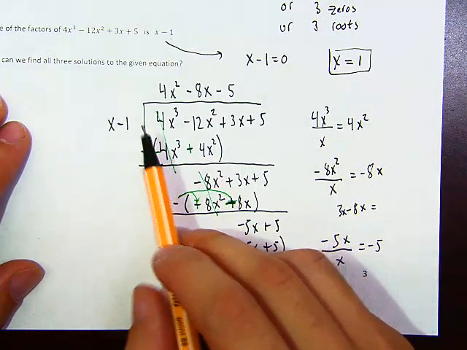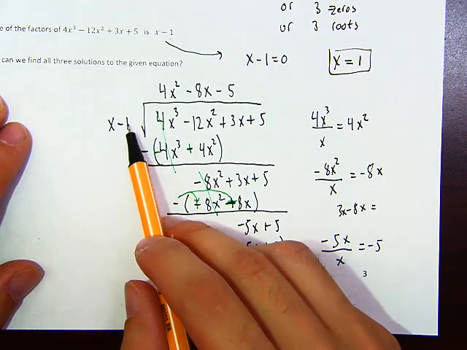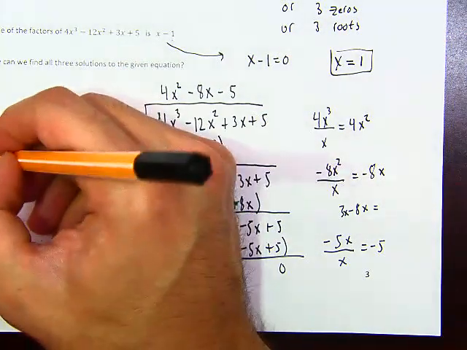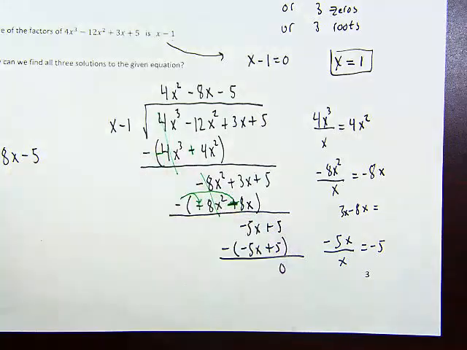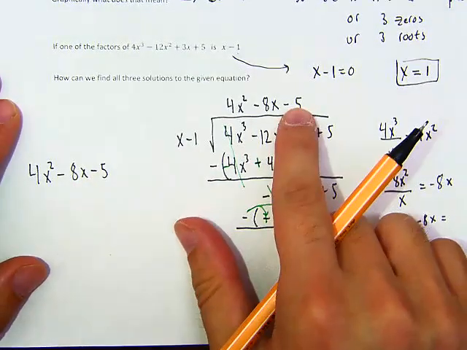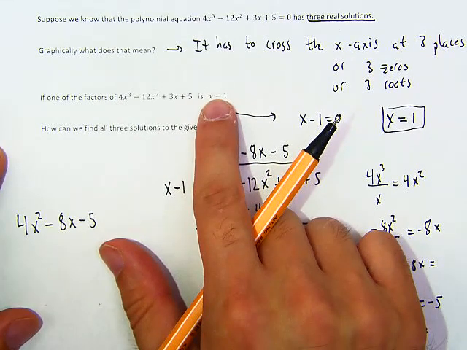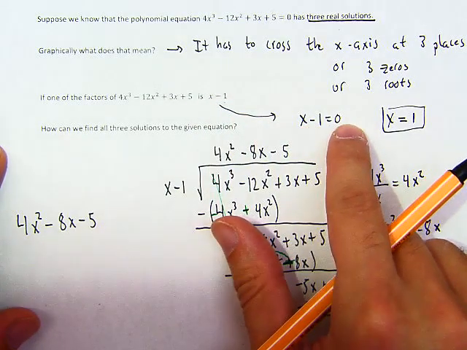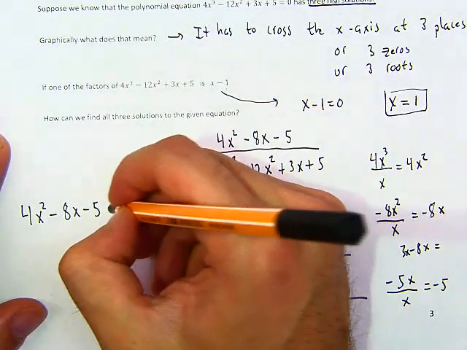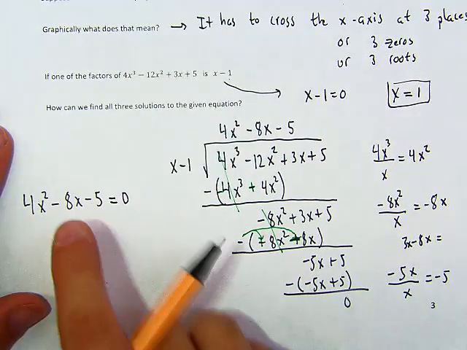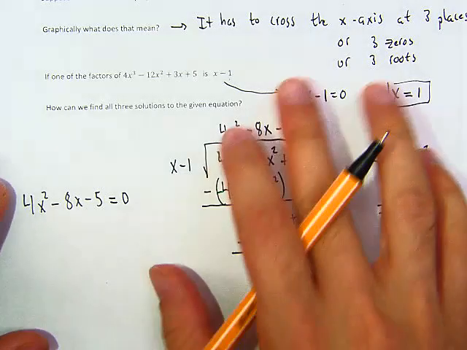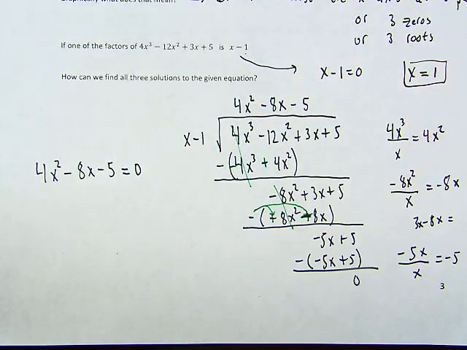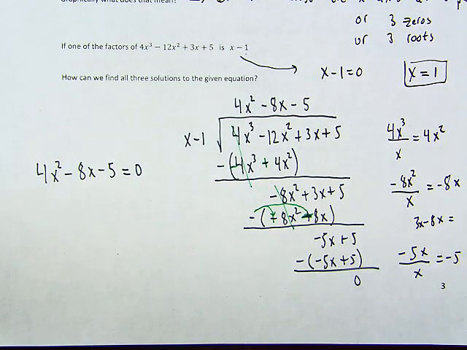Wow. So now we have 4x squared minus 8x minus 5. Now that we have this, if I know one of the solutions from x minus 1, I make it equal to 0. What do I need to do to this? I need to make this equal to 0. Now, how do I solve this? Take your time, pause the video, and let me see how clever you can be. How do you factor that?